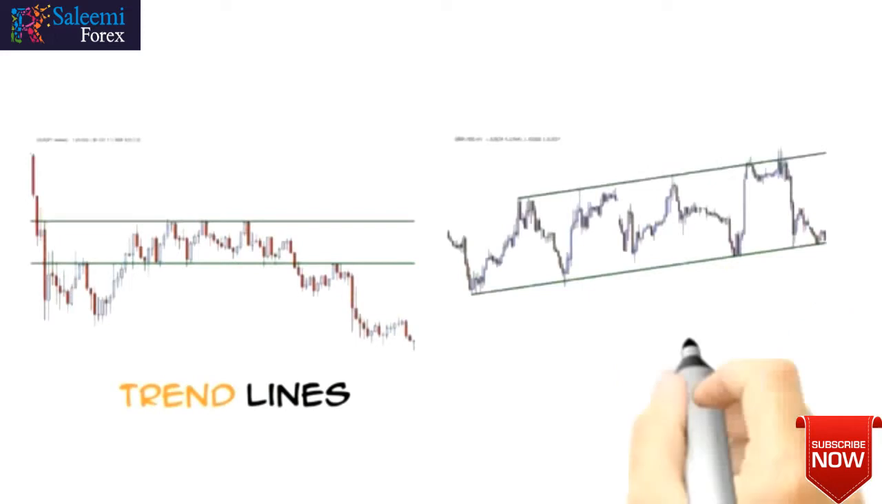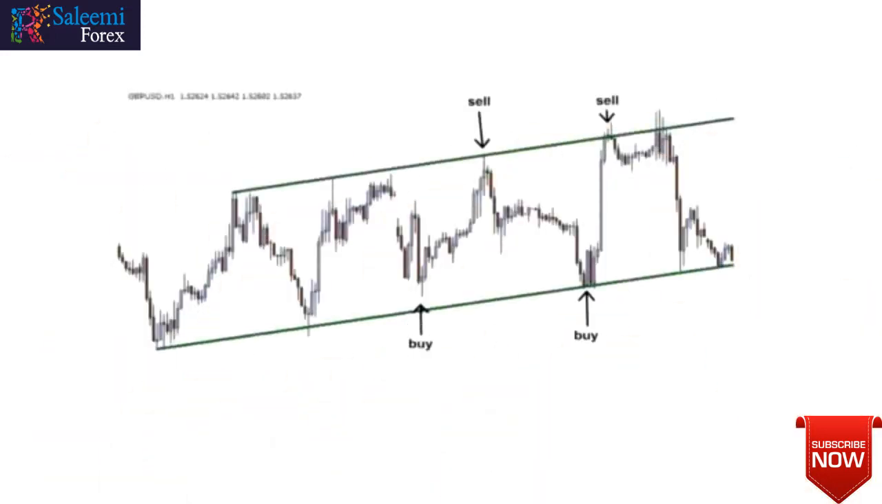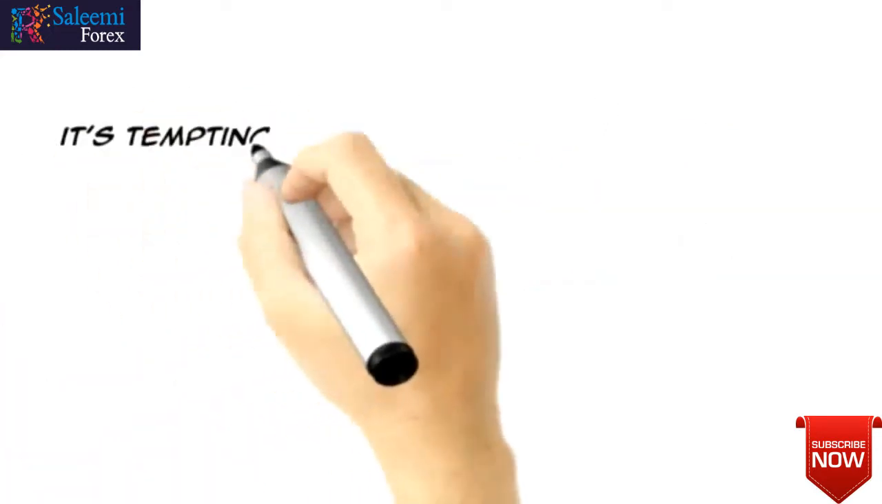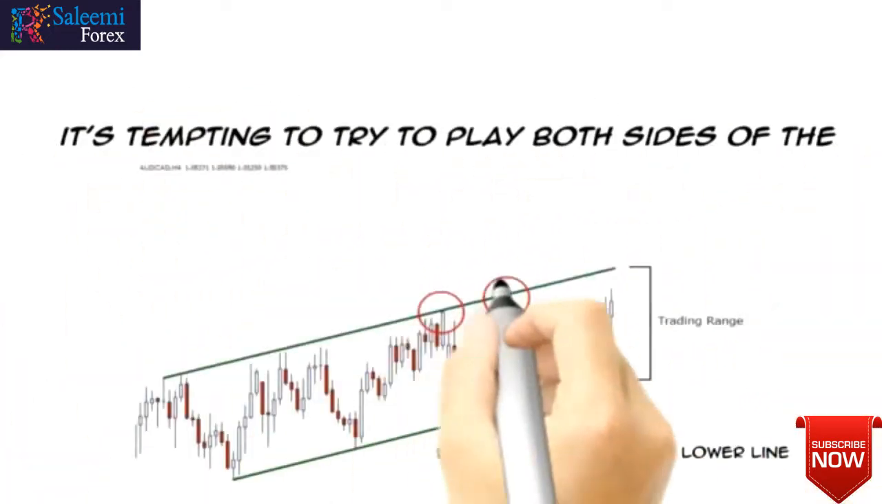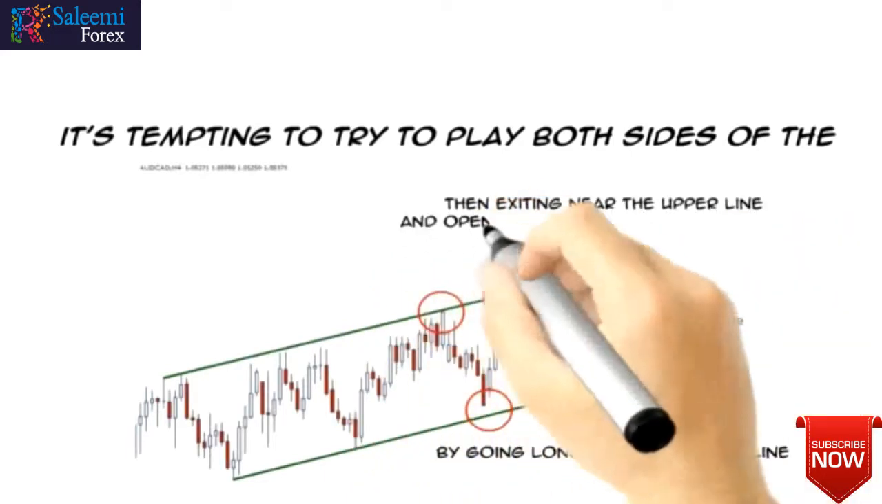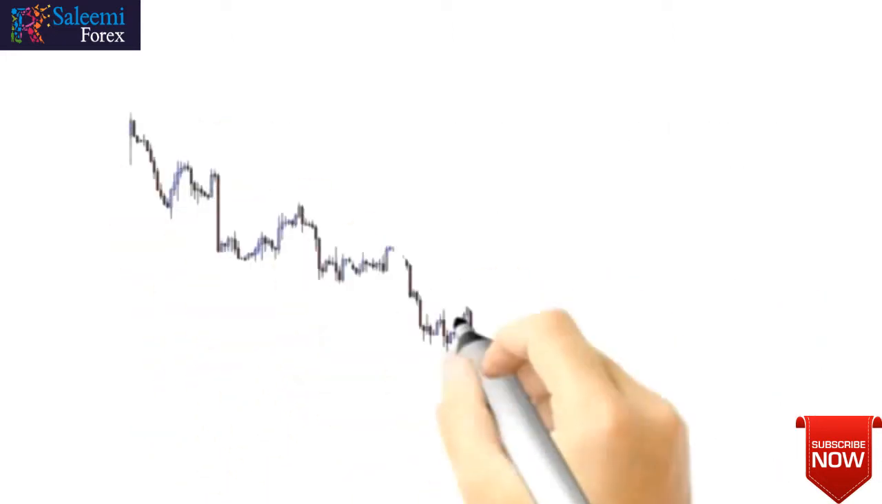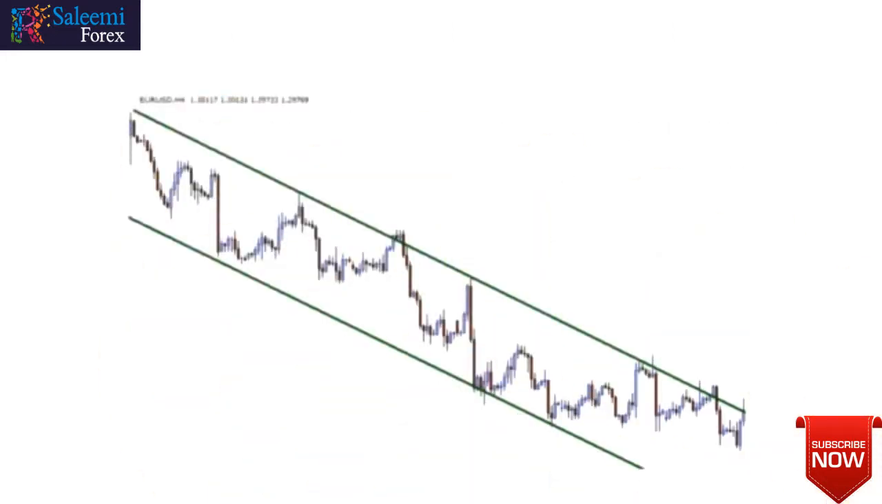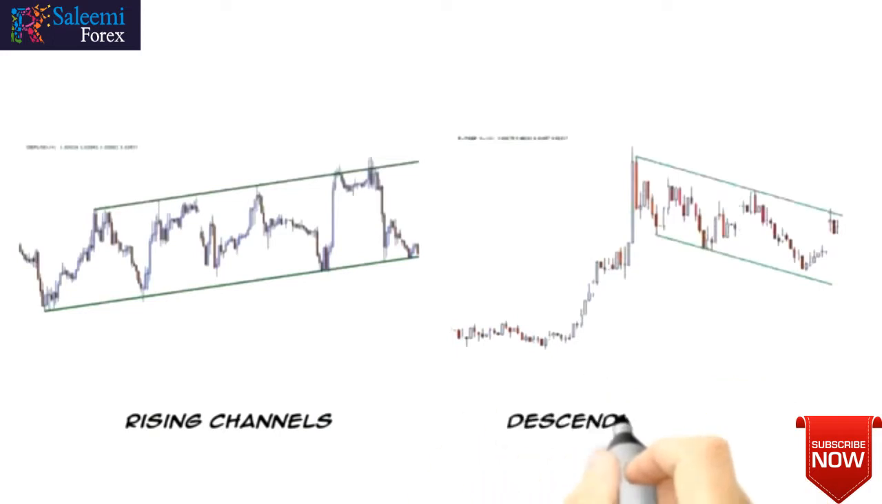Beware of using channel lines to trade against the trend. When you use the upper and lower channel lines as entry and exit points, it's tempting to try to play both sides of the trading range by going long near the lower line, then exiting near the upper line and opening a new short position there, with the goal of closing that position when price returns to the lower line. However, trading both the up and down moves can be much harder if you're trading against the trend. That is, trying to short in rising channels or go long in descending channels.